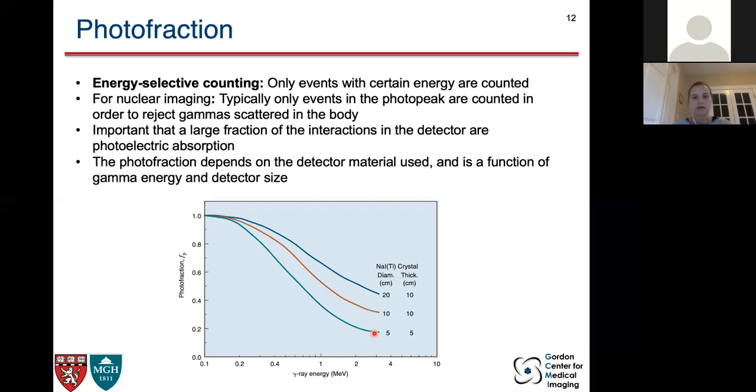So these three curves are just different sizes of the crystal that we use. We see that for the 5x5 crystal, we have the lowest photo fraction, and then it increases as we increase the detector size. And this is just an example for sodium iodide, one scintillator crystal.